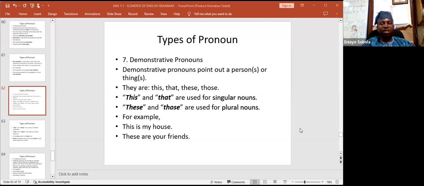For example, this is my house. This is used to point out a singular object, which is the house. These are your friends. These is used to introduce many people.